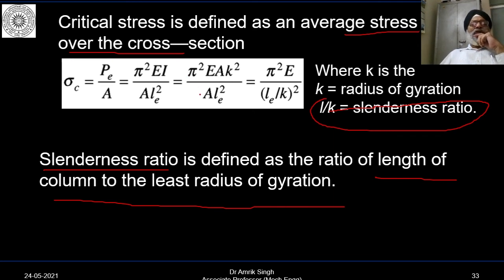So if you put these values here and take out this K and introduce this, you see that as the slenderness ratio increases, this crippling stress becomes less. So this is a big observation we have got.